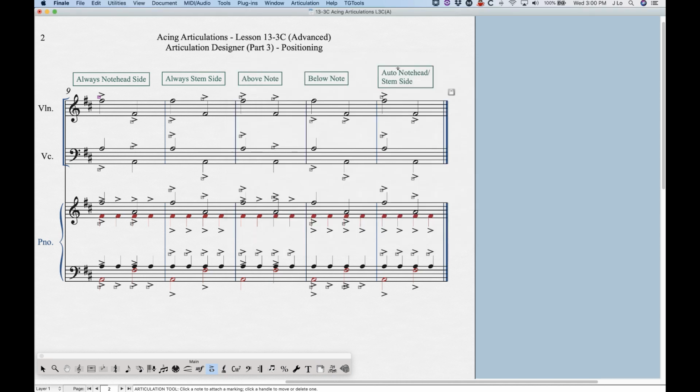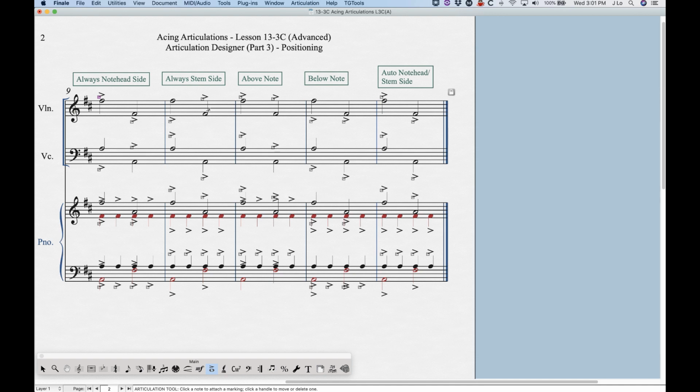Now the first one here, auto note head stem side, this is what the normal accent is set to, and this is what a lot of the articulations are actually set to. So I'll show you that in a second. But the other options, this is what happens. Always note head side, it will put the accent always on the note head side. Doesn't matter which way the stem is flipped. In this case, the stem is flipped the wrong way, but it's still on the note head side, right? And you can see what happens when you have layers here. All of these accents down here, for example, are attached to layer 1, right? So they're all out of place.